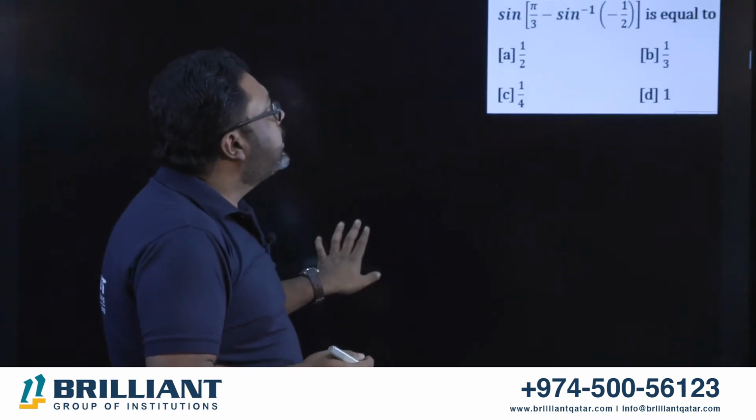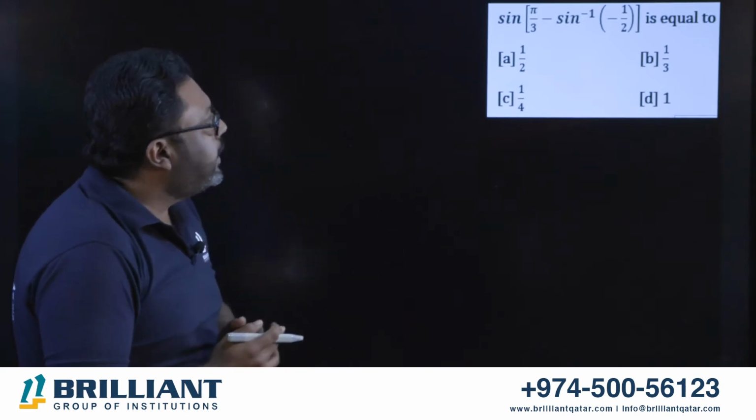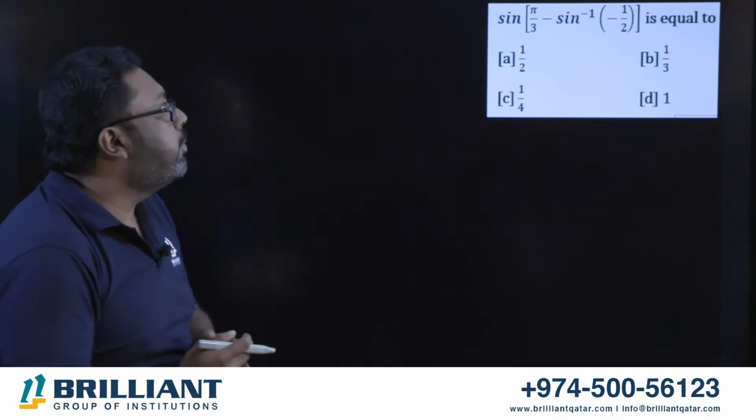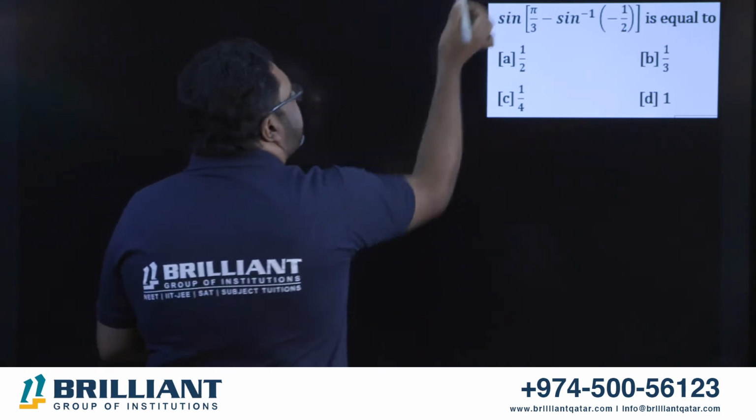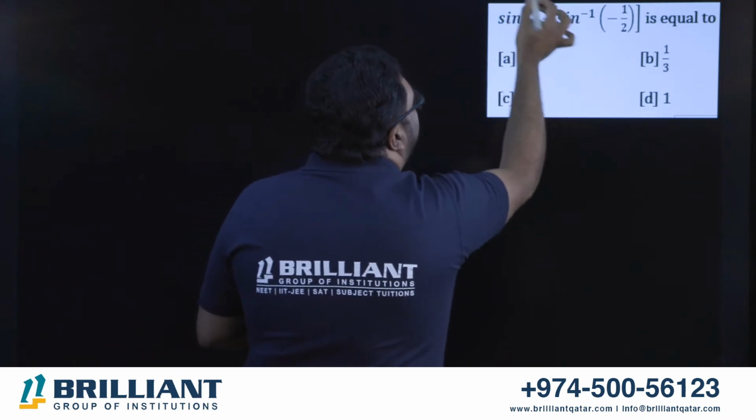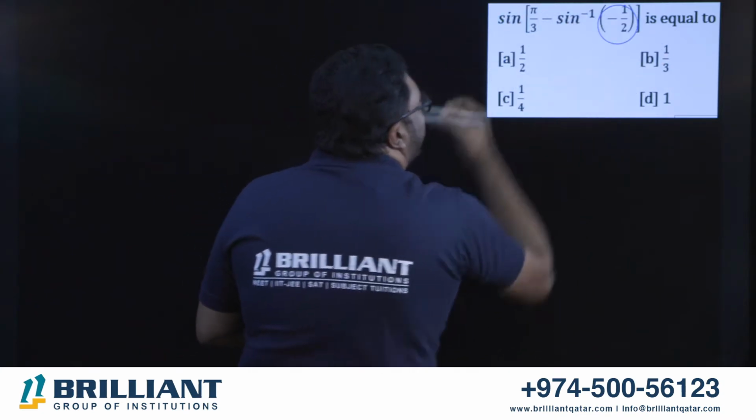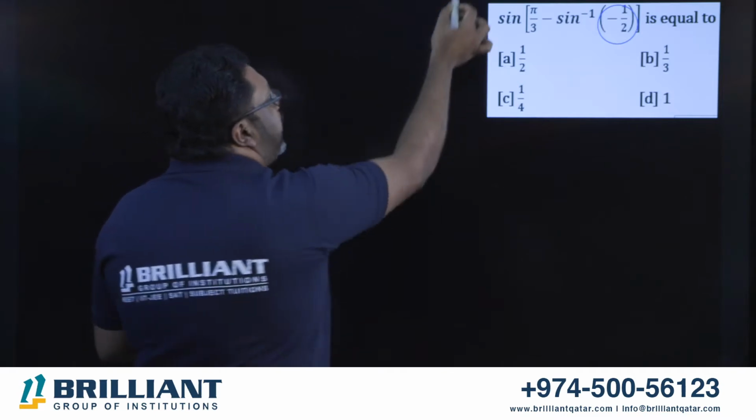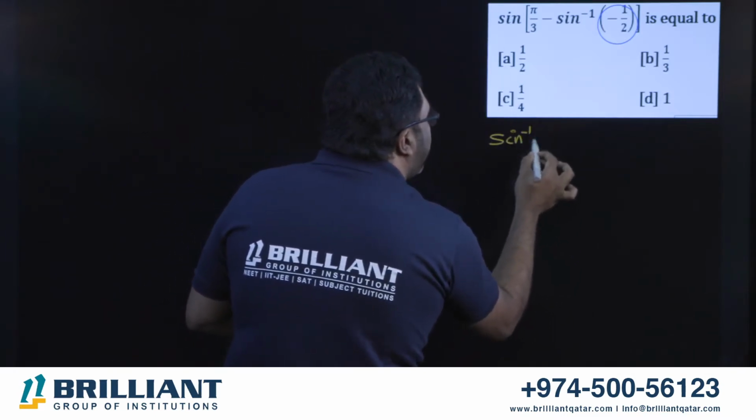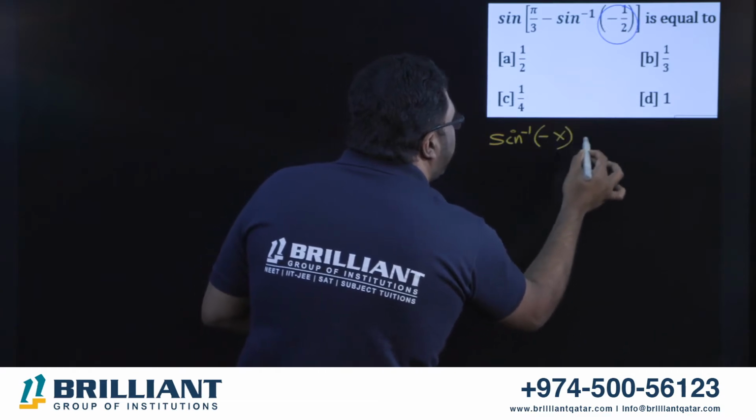Next question. Sine of pi by 3 minus sine inverse of minus half. Again, you have a negative value. You can see that you have a negative value inside the inverse function.